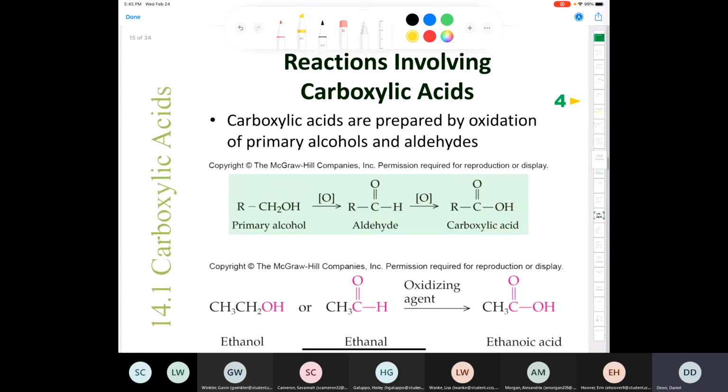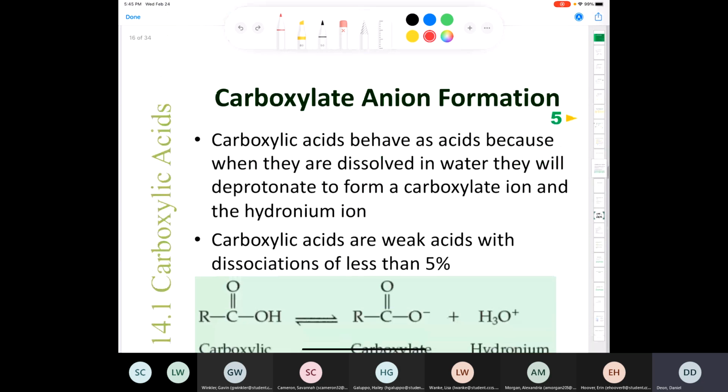Reactions involving carboxylic acids. And I'm not going to spend a lot of time on this slide, the oxidation of a primary alcohol, because we've talked about this a lot already this semester. And by now, you should remember that when you take a primary alcohol and you oxidize that, first it gets oxidized to an aldehyde, and then it can get oxidized again to a carboxylic acid. Okay, so we've talked about that a lot in this class.